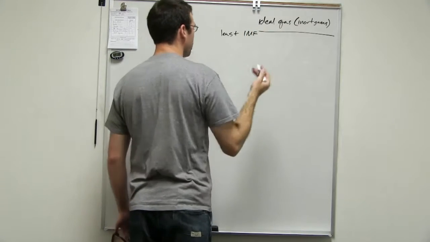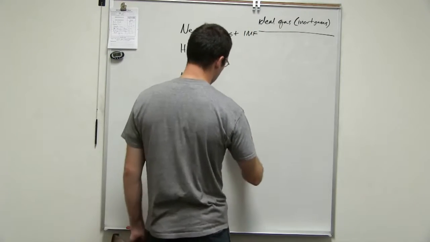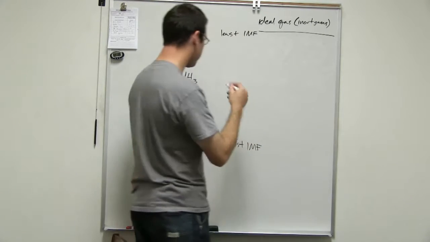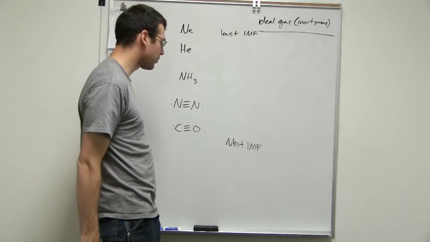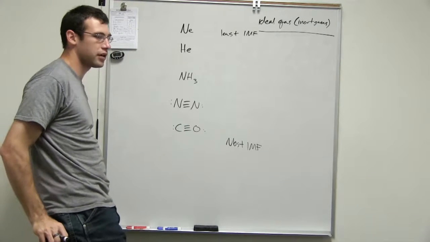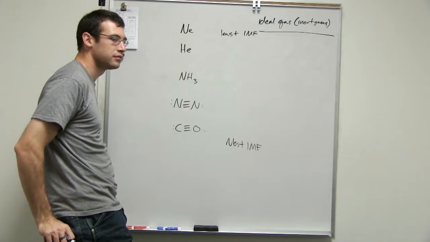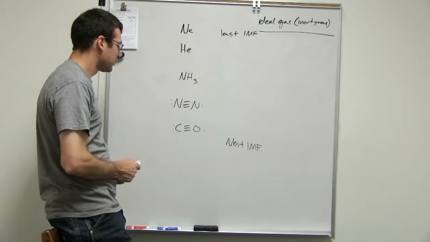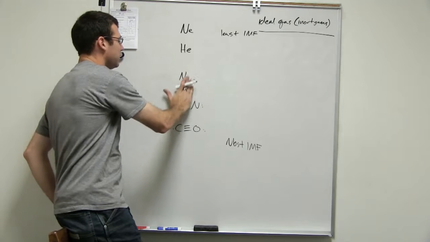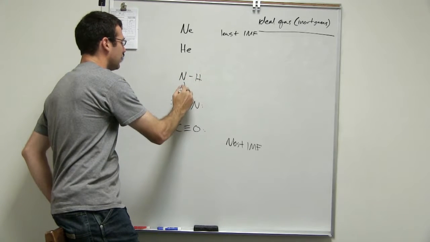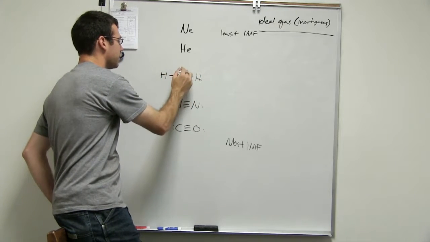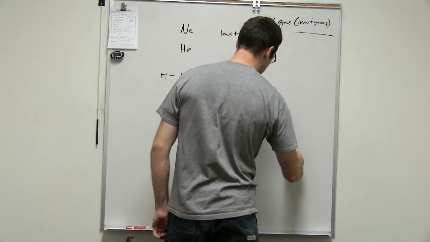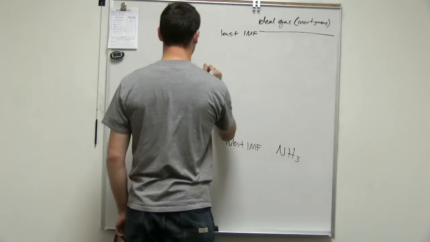And so the most opposite of that would be the most IMF. From this table, can we tell which thing has the most IMF? Which has the strongest intermolecular force? Ammonia, NH3, because it has a hydrogen bond. So we're going to put NH3 because we have hydrogen bonds right there.